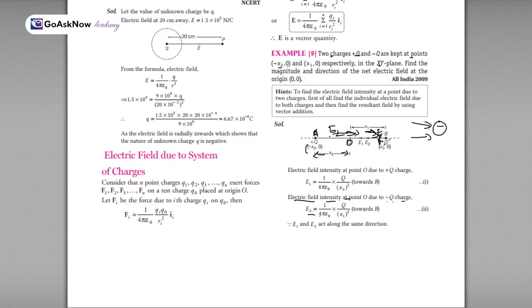This is due to minus Q charge, and its value will be equal to KQ by X1 square, because the distance between the origin and B charge is X1. Okay, so that is why it is KQ by X1 square, and its action is also towards P. Both the charges have the direction of electric field towards B, and now E1 needs to act along the same direction. It is given also here.